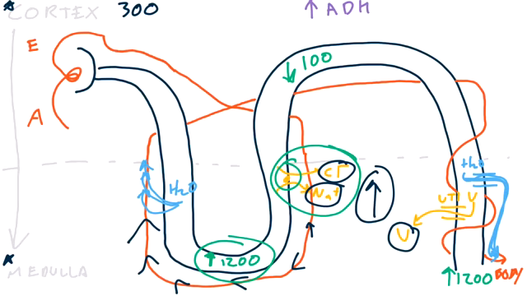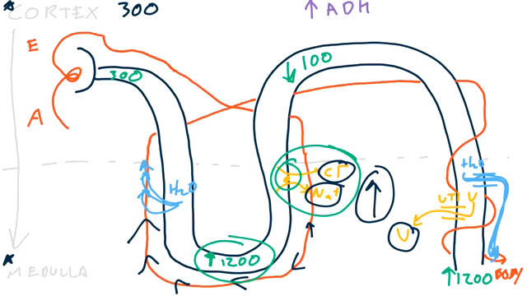Let's review the osmolarity in each part of the nephron when ADH is high. So the proximal tubule has 300 milliosmoles. Again, that doesn't depend on the level of ADH. It's always going to be isotonic regardless of the level of ADH. And the bottom of the loop of Henle is around 1200 milliosmoles, the distal tubule around 100, and the end of the collecting duct around 1200.